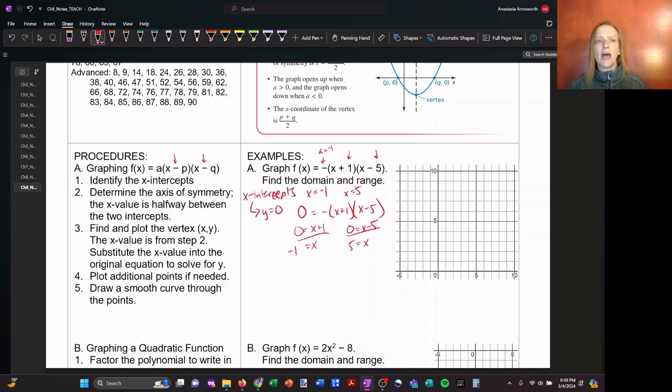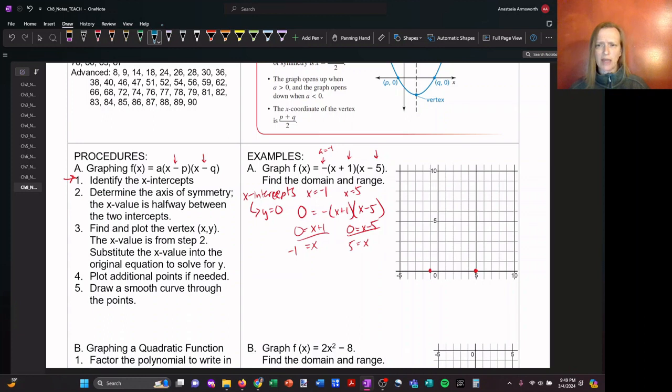So we have identified the x-intercepts, and we can plot those on our coordinate plane here. X equals -1 and x equals +5. But this doesn't help me graph the rest of the parabola. I need to know some more points here. And the most obvious point to try to plot is the vertex. The vertex is like the most important point on the parabola. So how do I know where that vertex is going to be?